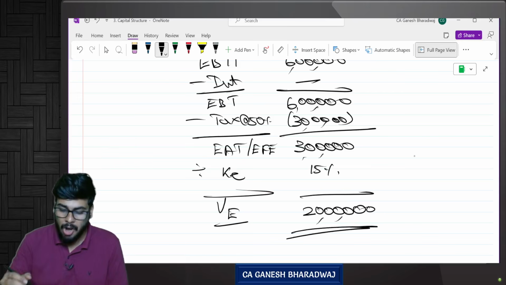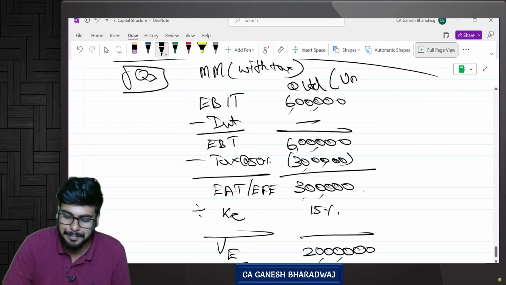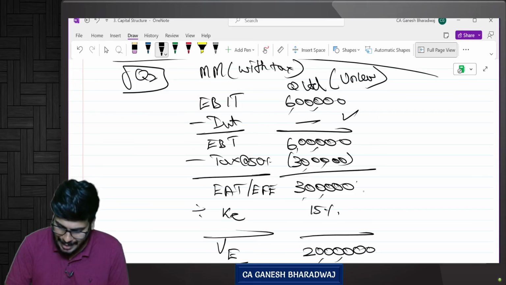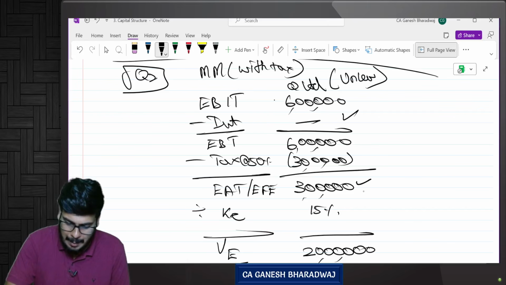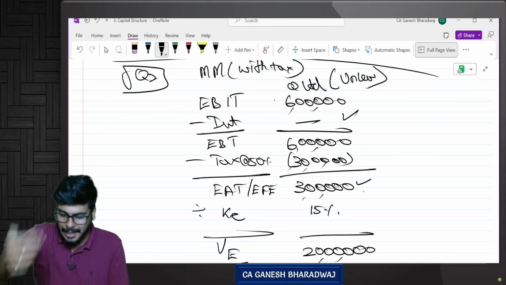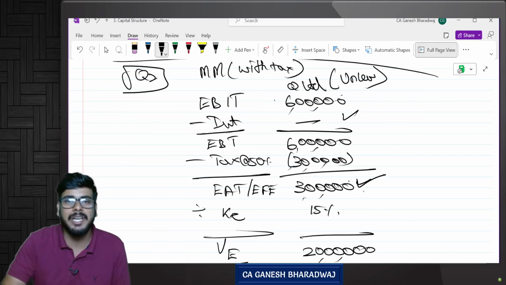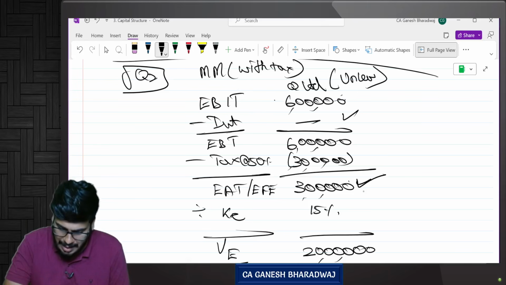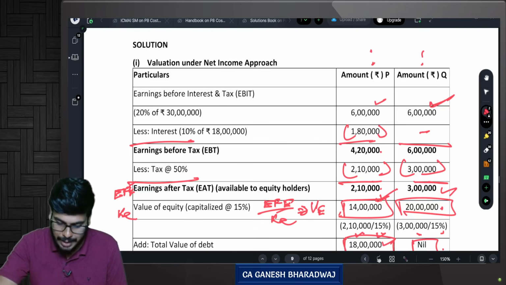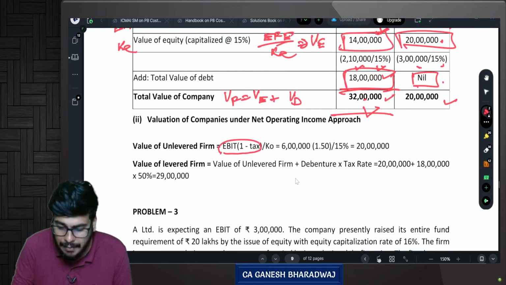Yes or no? Fine. Or in other words, this is what? An unlevered company. Correct? This is an unlevered company. In the case of an unlevered company, there is no interest. Or can I directly say the earnings for equity is EBIT into 1 minus T? Correct or not? Yes, because there is no interest. So can I directly calculate the earnings for equity by saying it is nothing but EBIT into 1 minus tax rate? Why? Because EBIT is equal to EBT, because there is no interest. Are you clear with this? That is the reason why they have used this formula here: EBIT into 1 minus T divided by KO.